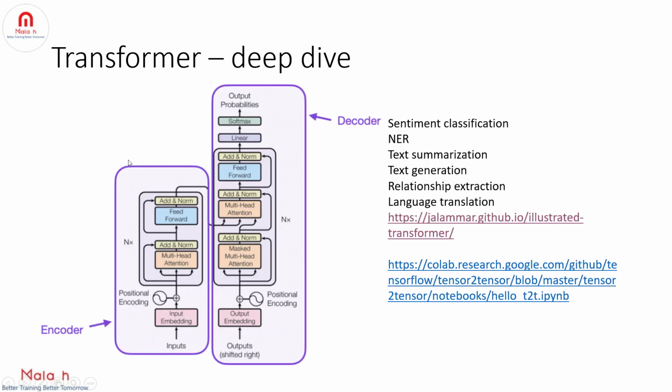So now you know both the encoder and decoder side of the transformer architecture, and which model to use to solve what kind of problems. So that is the whole architecture of the transformer. All right, thank you.